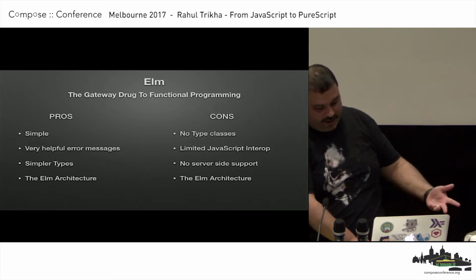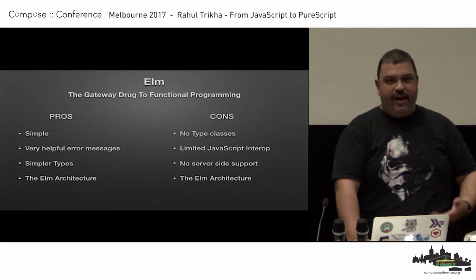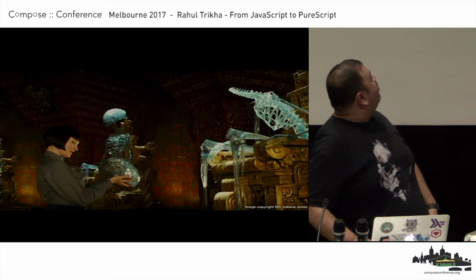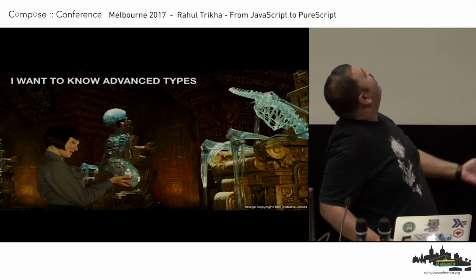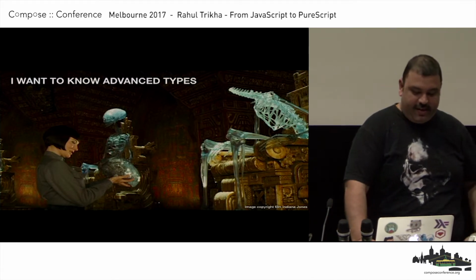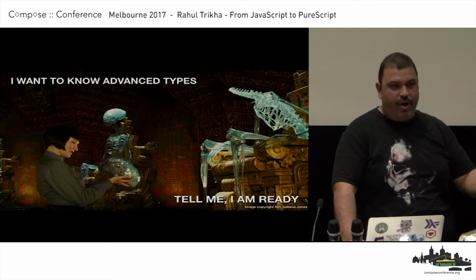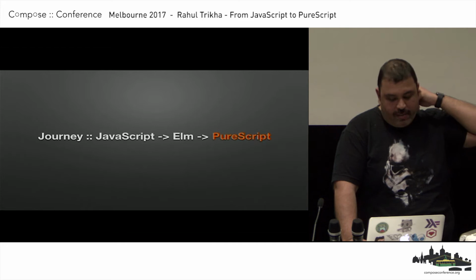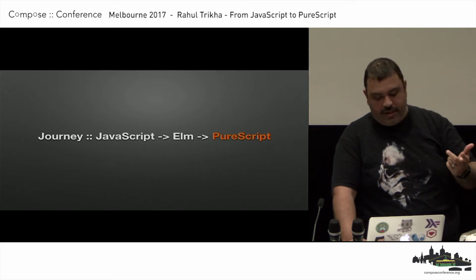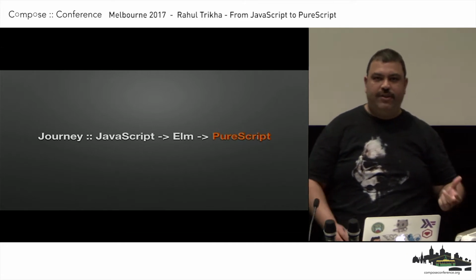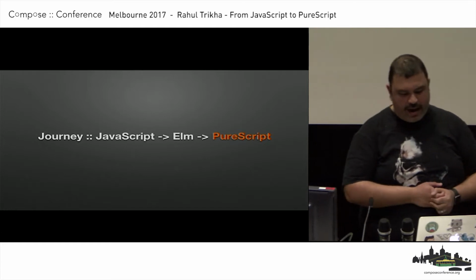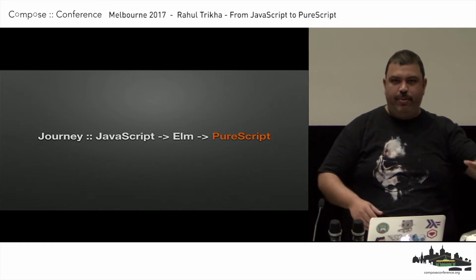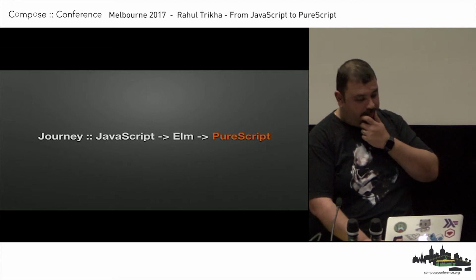So I was like, okay. I was almost ready, like I wanted to know more advanced types. It's like I was just here, and I had a crystal skull in my hand, and I was like, hey, I need to know advanced types. It's like, okay, tell me, I'm ready. So I jumped into PureScript. PureScript's philosophy is very simple: a strongly typed functional language inspired by Haskell. And I was already reading the Haskell book on the side, so it made much more sense to jump into PureScript and see what this is about.